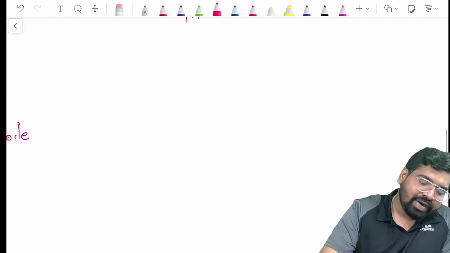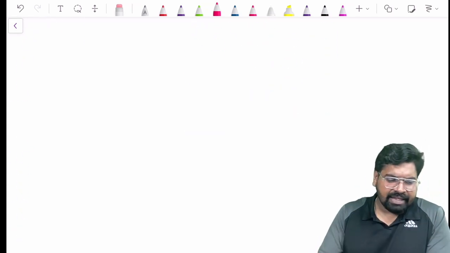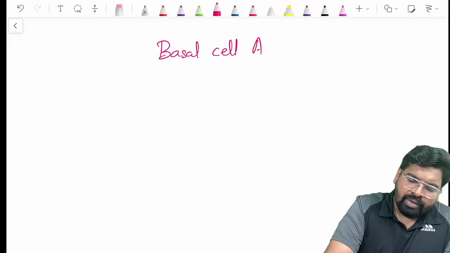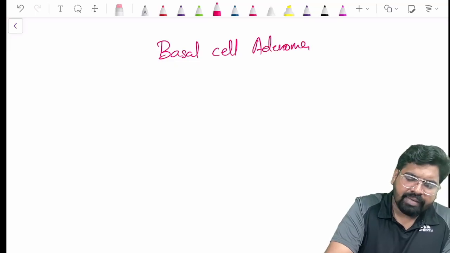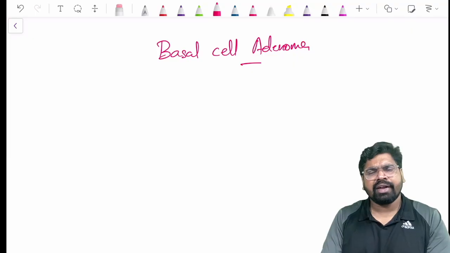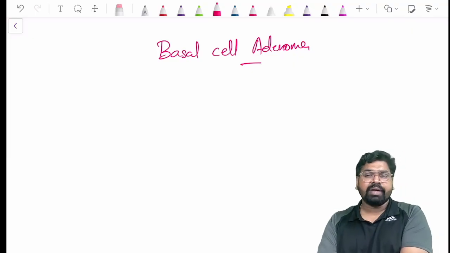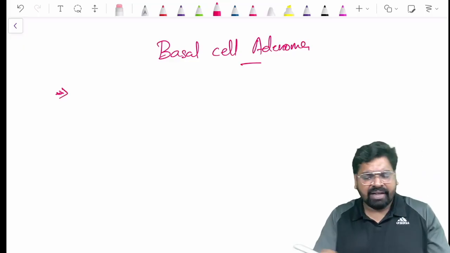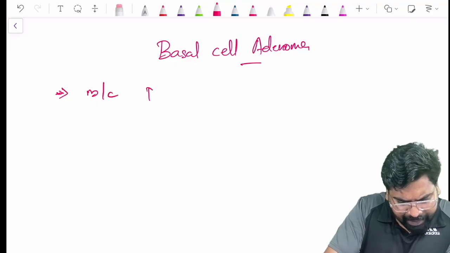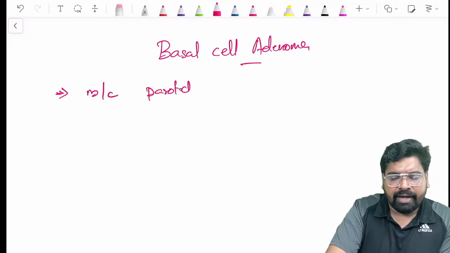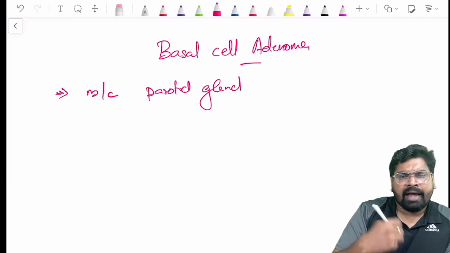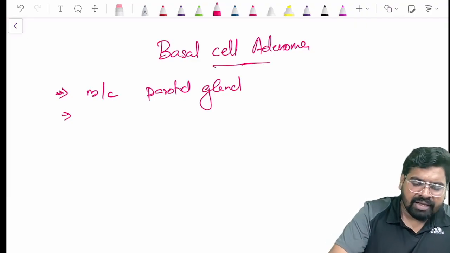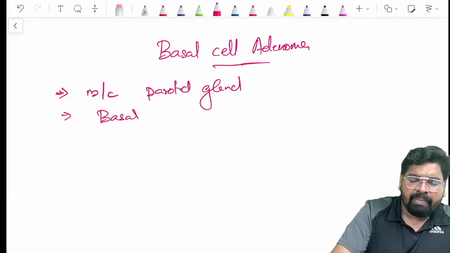Now let's see another benign salivary gland lesion, basal cell adenoma. What you have to learn in basal cell adenoma: it is also a biphasic tumor, and it has some interesting things. Most commonly it affects the parotid gland. And mostly you can see basal cells.